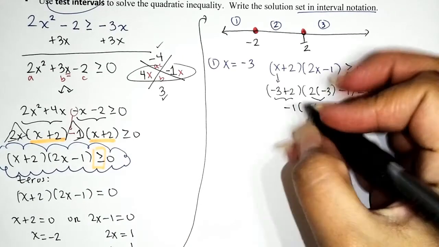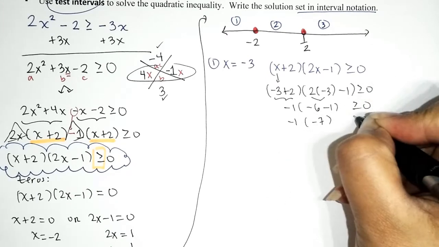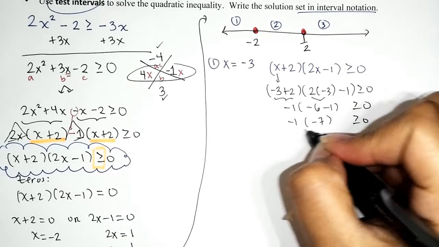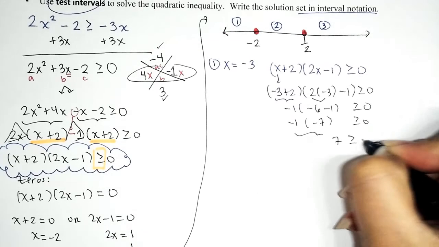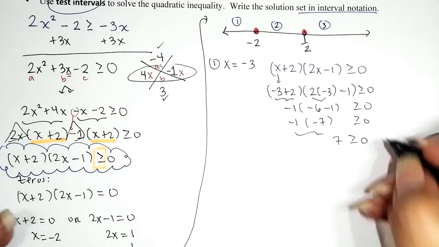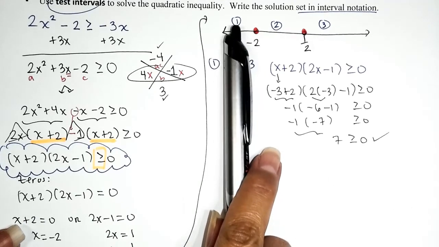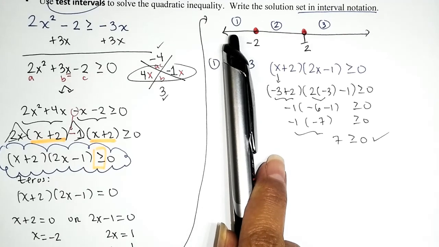Difference of -6 and 1 will give us -7. And the question of the hour is, is -7 greater than or equal to 0? Last time I checked, 7 is bigger than 0. So in this case, because our test value is a solution, that means that every other real number in that interval is going to be a solution.